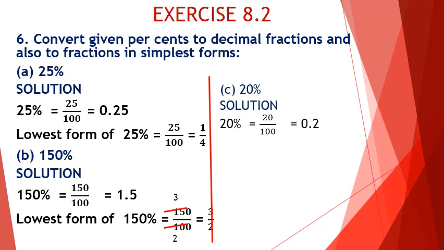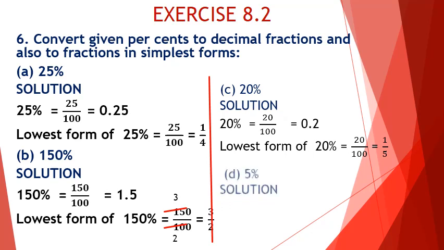Next is 20 percentage. So it can be written as 20 upon 100 equal to 0.2. Now the lowest form is 20 upon 100. Cancel it. 0 cancelled. 2 and 2 can be cancelled in numerator and denominator. So denominator will become 5. So the simplest form of 20 upon 100 is 1 upon 5.